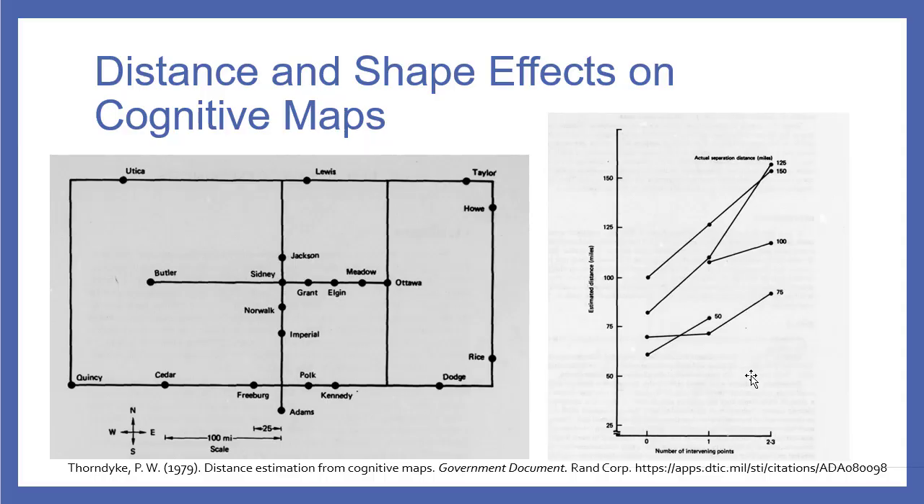So, when we think about estimating how far things are away from each other, if we know that there are landmarks like cities between 2 points, we're likely to overestimate those things, as opposed to if there's just 1 or 0 intervening cities. Like, for example, between Utica and Lewis, you might estimate that maybe that's like 125 miles, and maybe that's correct. But the difference between, let's say, Butler and Meadow, you might estimate more because there are more cities between them.